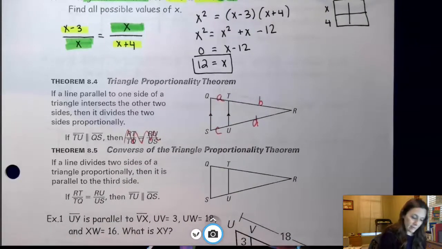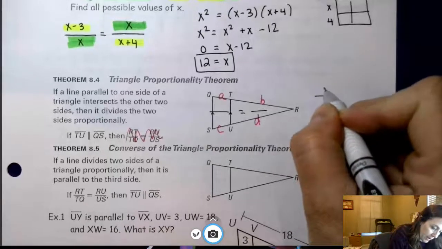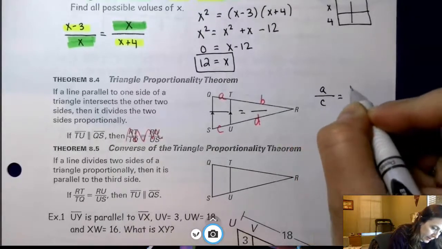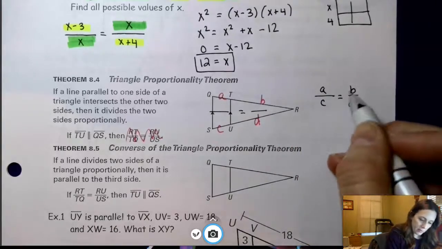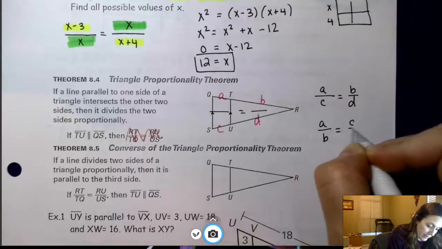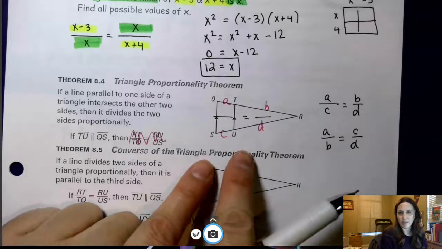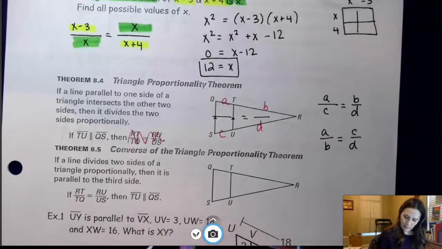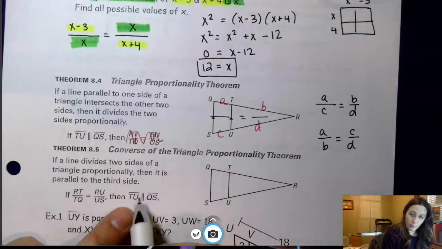Automatically, it basically sets up your proportion for you. You can set up this proportion as A over C equals B over D, and then any of the rules of proportions work. I could switch the B and the C. I could have A over B equals C over D. I could do the reciprocal property, but visually this is going to work. Same thing down here. So if you wanted to set these up again, if you know they're equal, then you know they're parallel.